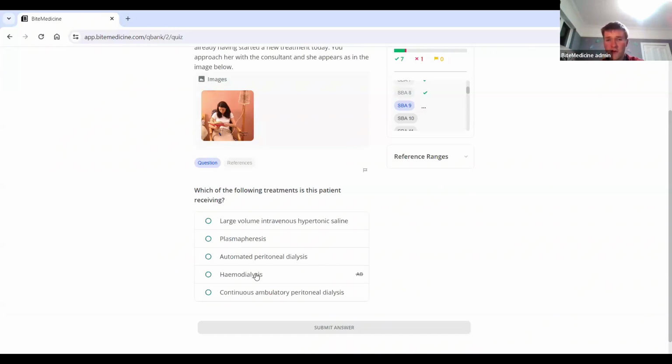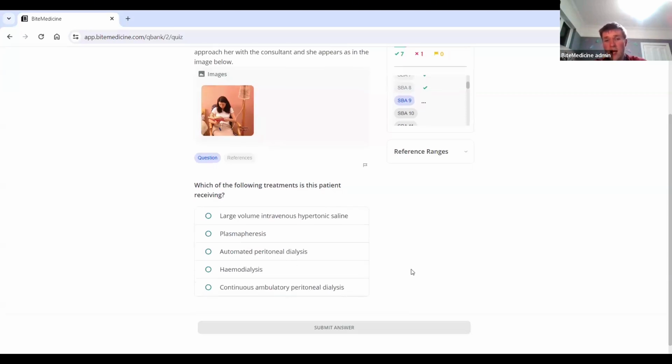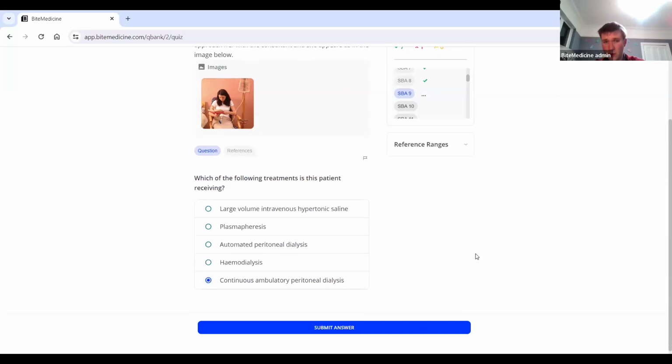So the top one is large volume intravenous hypertonic saline, essentially just giving 3% sodium chloride through a drip. Well, it's going into a tummy, not a cannula, so that doesn't fit. We're left with two peritoneal dialysis. I said earlier, the automated one is something that's done overnight. I believe the machine's at home with the patient. So as a result, we think this is going to be continuous ambulatory PD.